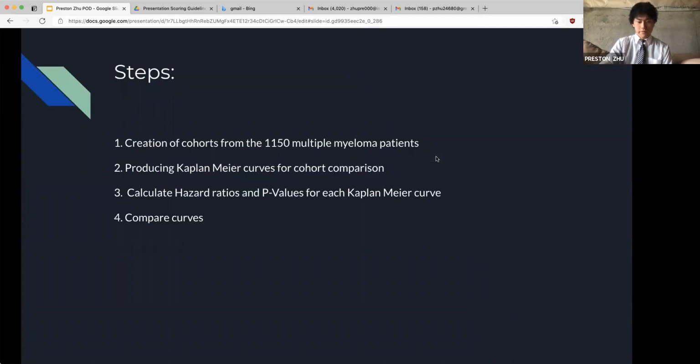Well, the first step in the method of this study was to create groups, which are also known as cohorts, from the 1,150 multiple myeloma patients within the COMPASS data set. One wild type and one mutant cohort were created for each of the four different gene groups, which are NRAS, KRAS, TP53, and FAM46C. So that accounts for 8 cohorts.